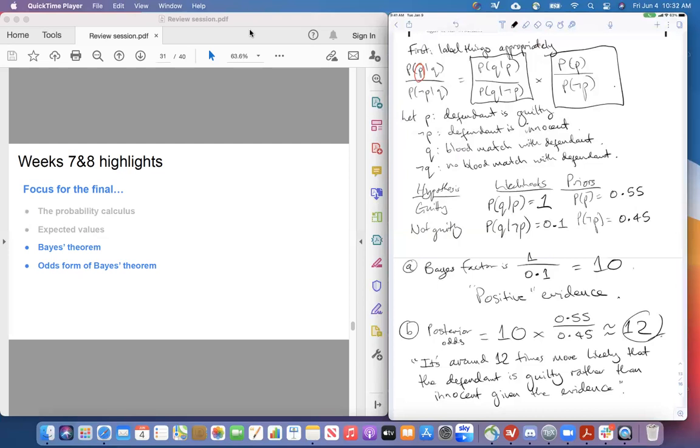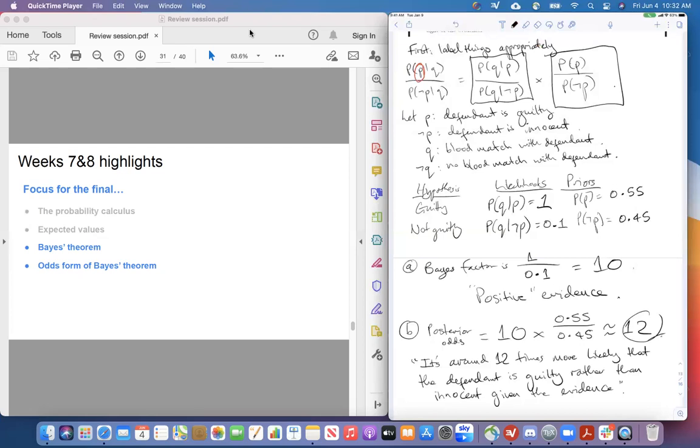Okay, I would also accept something like, the odds after you've seen the evidence are around 12 to 1 in favor of the guilty hypothesis. So you can interpret this in terms of odds, or you can interpret this in terms of probability. Either one is fine. And so that's how you do these questions.